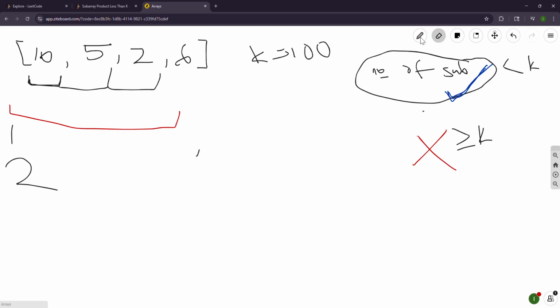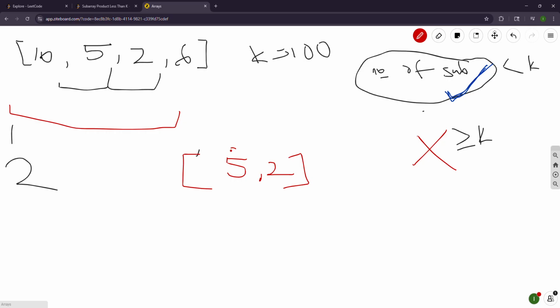So what do we do? Since it is invalid, we have to make it valid. We have to remove this 10. When we remove this 10, we are left with 5 and 2, whose product is 10. So now this is a valid subarray. So how many subarrays will this particular window have? 5 and 2, we have 5, we have 2.